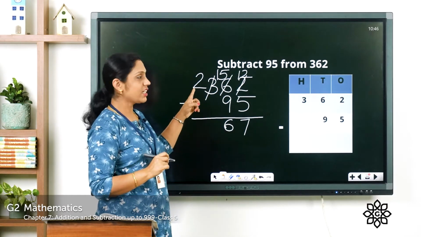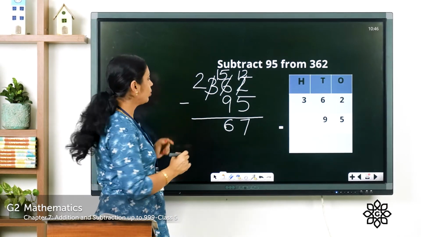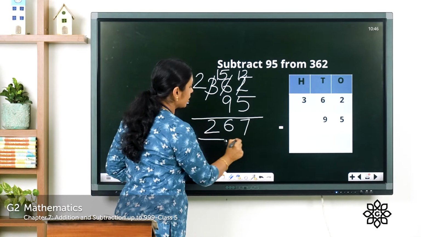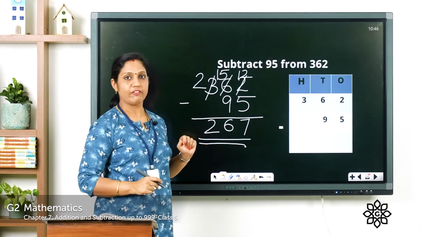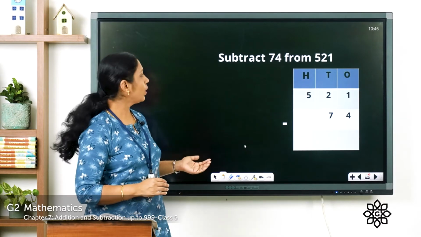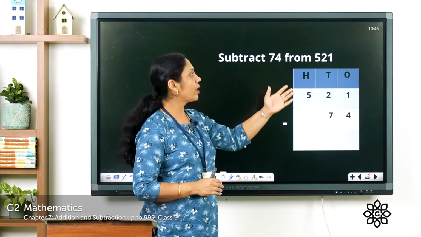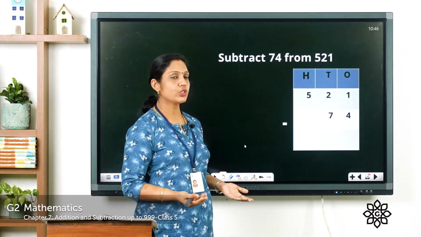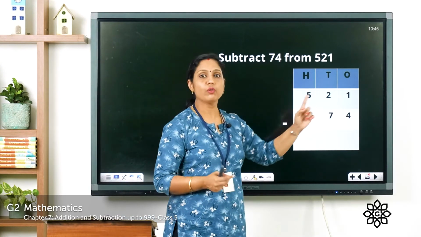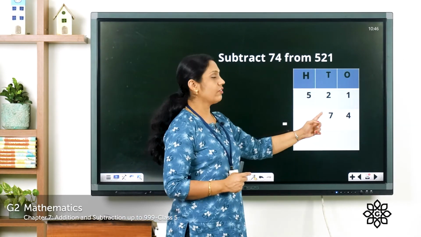Then we'll move on to the hundreds place. We have 2 here. So that 2 we can write here, and we get the answer 267. Now let's look at the next number. We have subtract 74 from 521. So how should we write it? 521 we have to write first, and then 74 second.